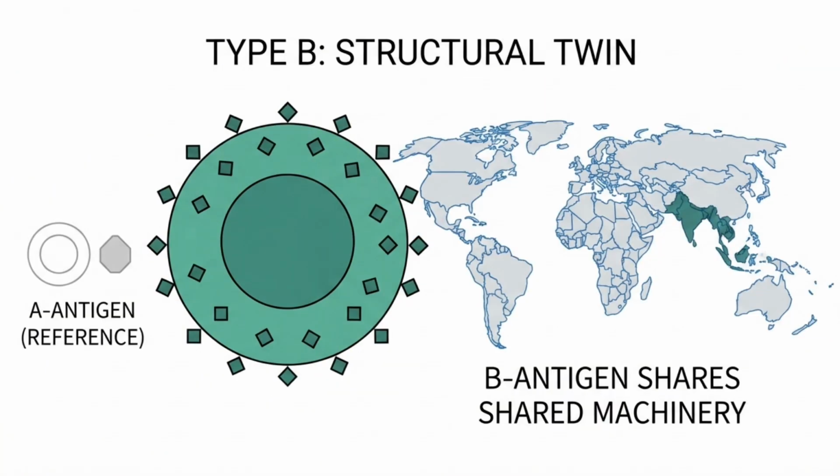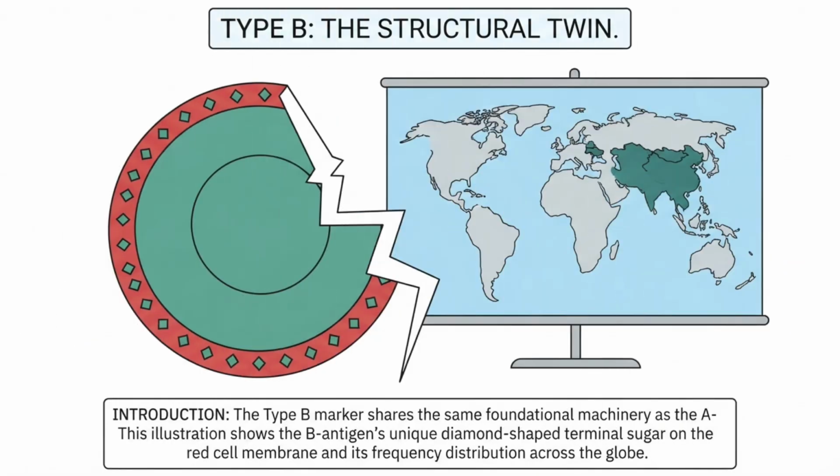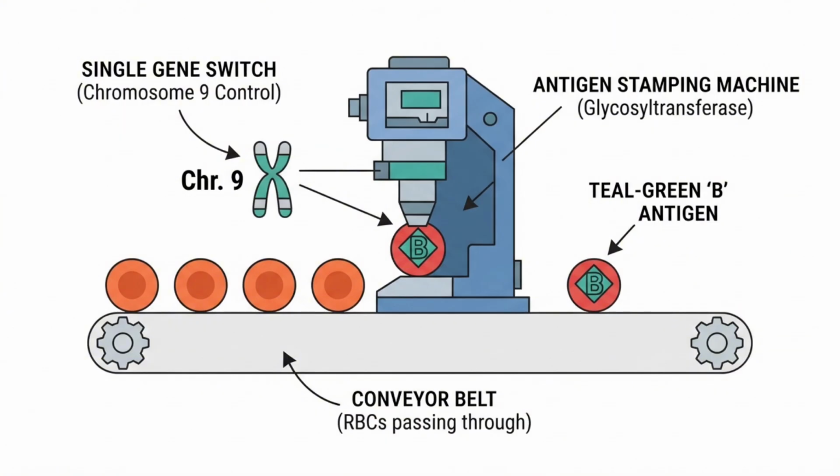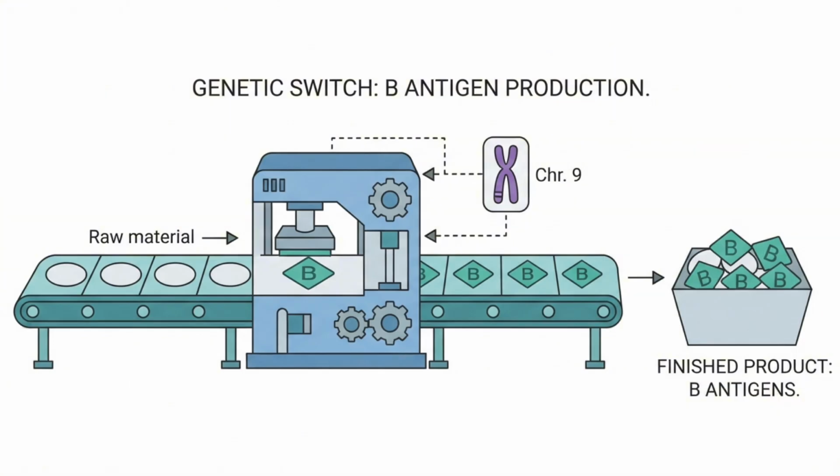If Type A cells are stamped with one company logo, Type B cells are stamped with a rival logo, built from the same manufacturing line, but with one different ingredient swapped into the recipe. Close enough that the underlying machinery is identical, different enough that the immune system treats them as total strangers.